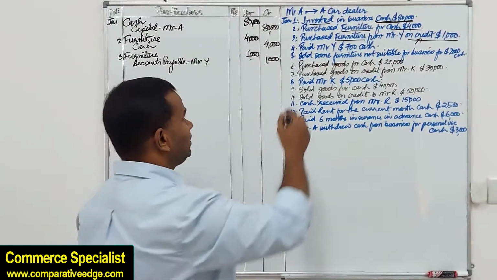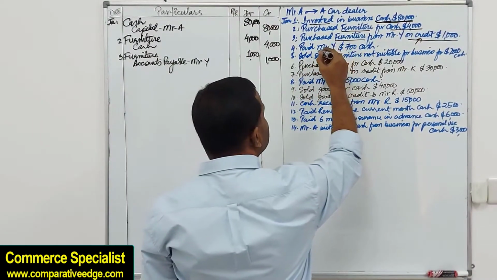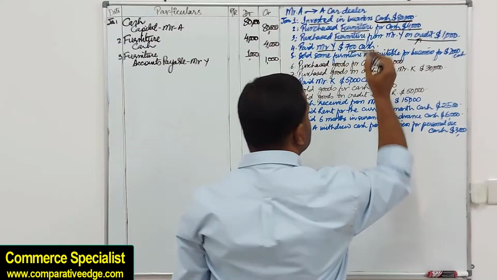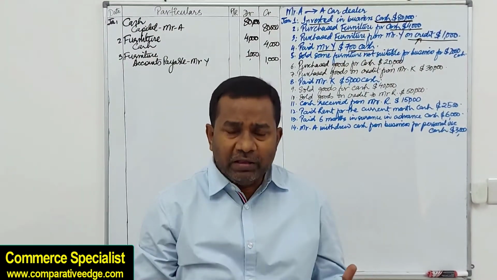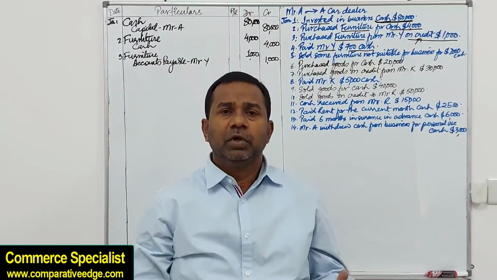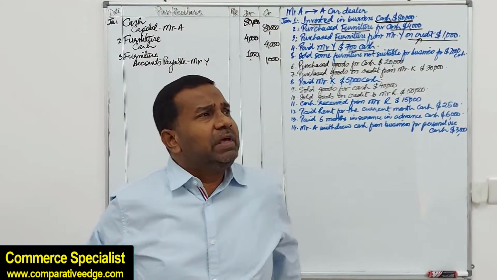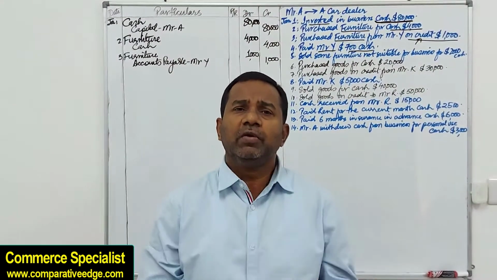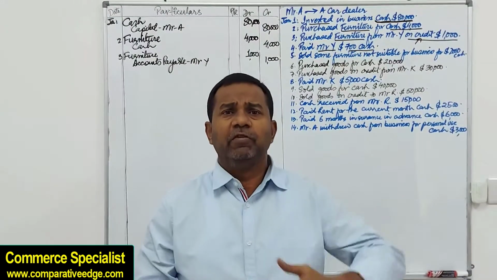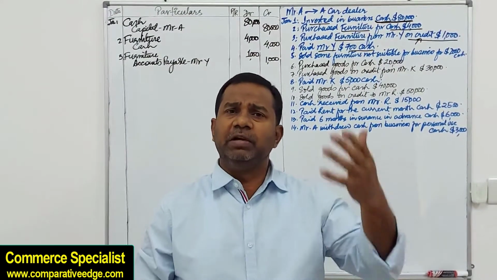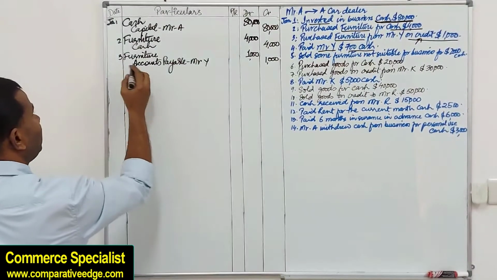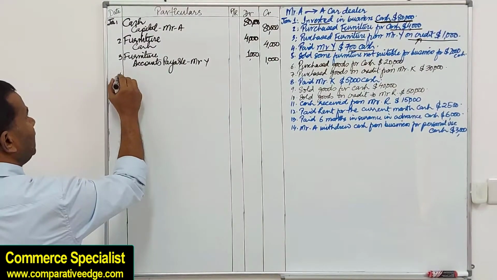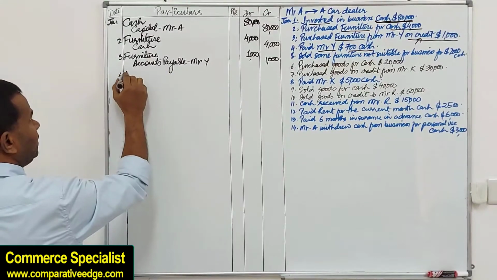What's happening next? Entry number 4. Paid Mr. Y 700 cash. So if we are paying Mr. Y, that means we owed him. So if we are paying Mr. Y, that means our liability is going down. Whenever we pay to our suppliers, the liability goes down. Decrease in a liability is a debit. So I'm going to debit accounts payable Mr. Y. Reason being decrease in liability.